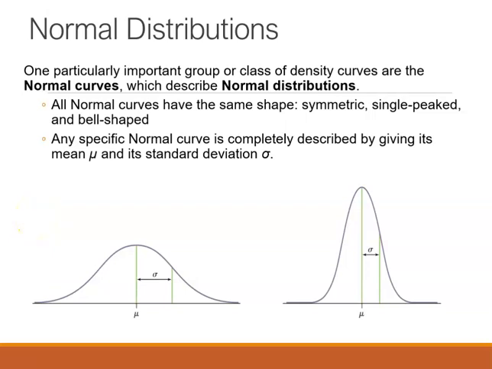If we want to talk about spread, typically we're going to use standard deviation. One particularly important group of these probability curves is the normal distribution. All normal distributions are symmetric. They all have a single peak, so they have a single median or mean. And they are all what is called bell-shaped. I can describe any normal curve by just stating its mean and its standard deviation.